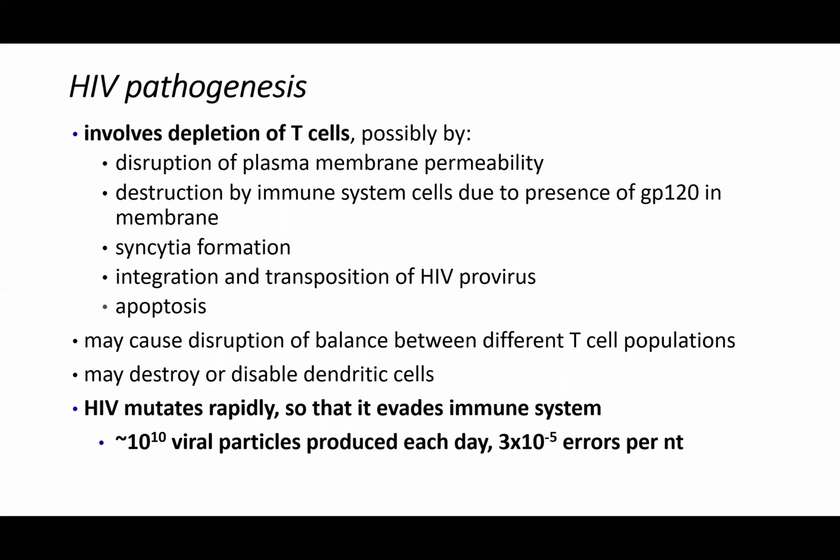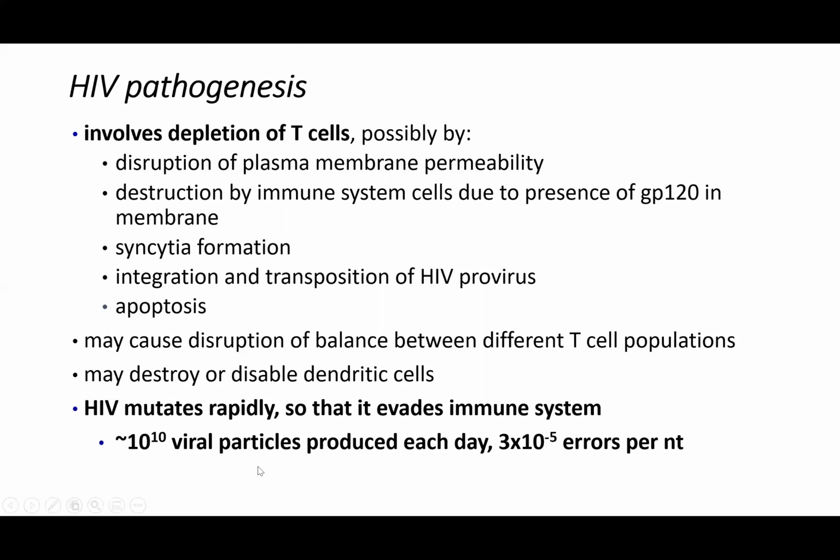GP120 is simply a protein that is involved in the structural stability of our membranes, and it ultimately can also cause apoptosis or programmed cell death. It does cause a disruption of the balance between different T cell populations. So T cell populations inside your cell are important for how you mount your immune response. It also might disable or destroy dendritic cells, so cells that are involved in your nervous system. That being said, HIV does mutate extremely rapidly, so it evades the host immune system pretty effectively.